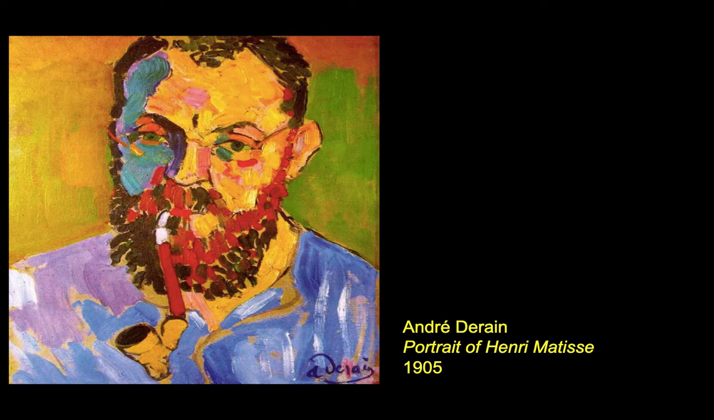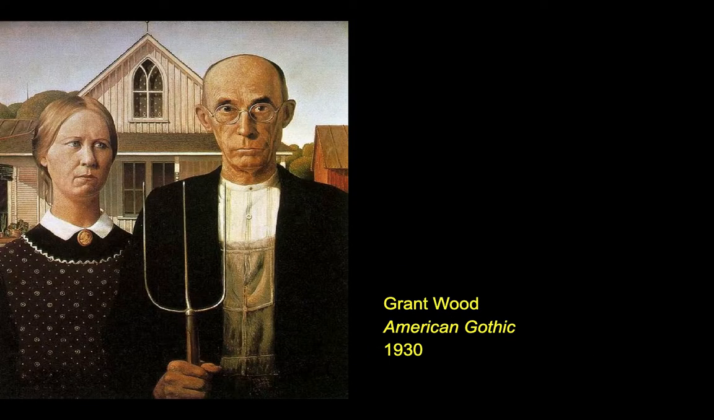This painting by André Derain is a portrait of the French artist Matisse, and it was created in 1905 during the Fauve period. Fauve is derived from the French word meaning wild beast, and you can see that the colors used here are not local, they are quite subjective. On the other hand, this painting by Grant Wood, made in 1930, called American Gothic, uses local color. The colors that we are seeing in this painting mimic ones you would see in this setting.